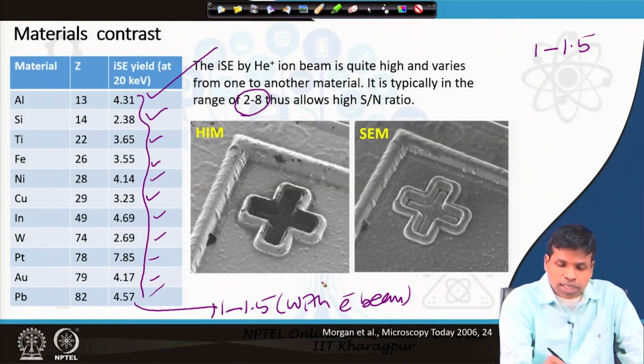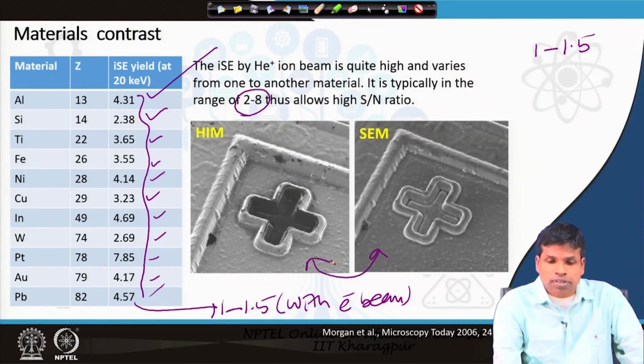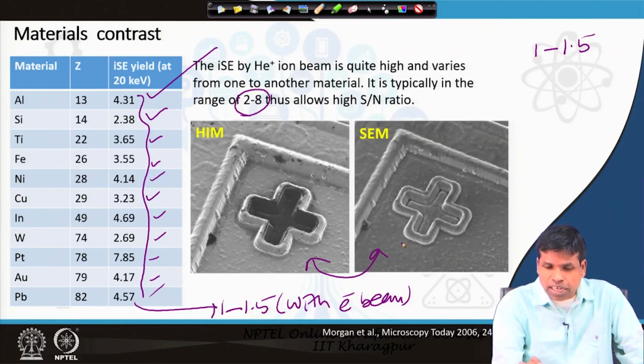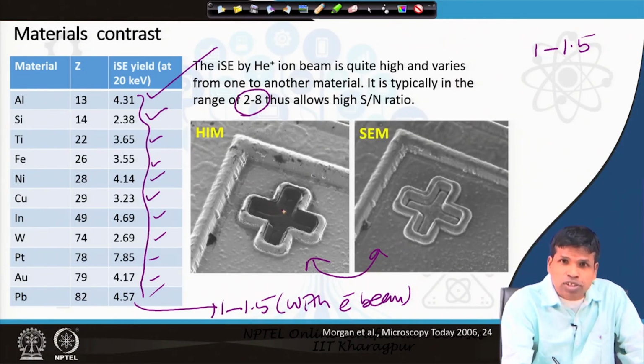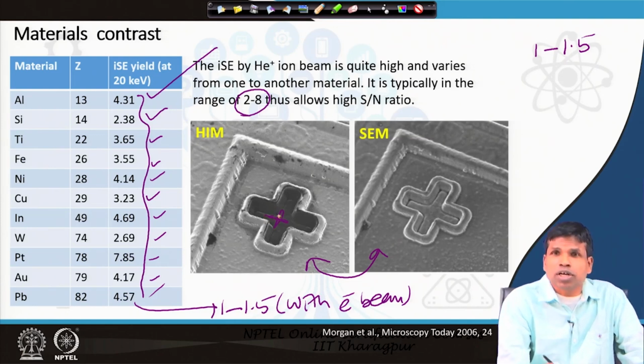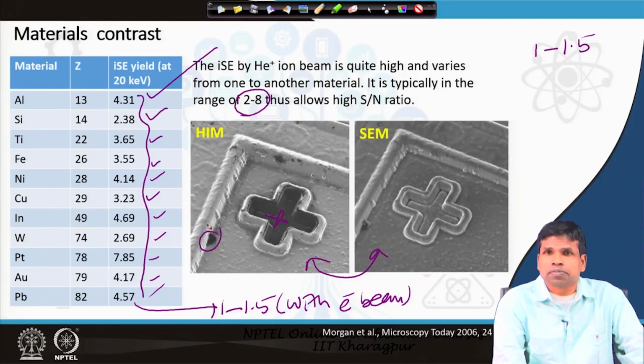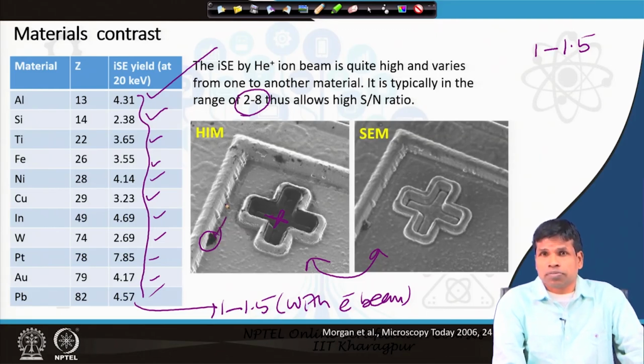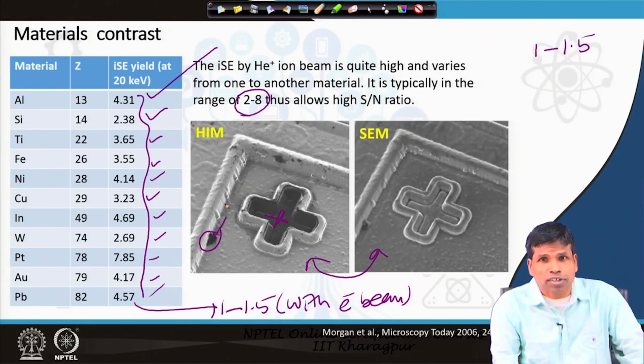In addition to that, if we look at these two photographs of the same place, it is a cross. What we see in SEM is certainly a 3-dimensional image. It is a very good image with quite good resolution, but you see the contrast difference in this region. The middle part in the helium ion microscope is quite dark. Also, it is quite dark here. It indicates that this portion is from a different material, which does not produce enough secondary electrons.